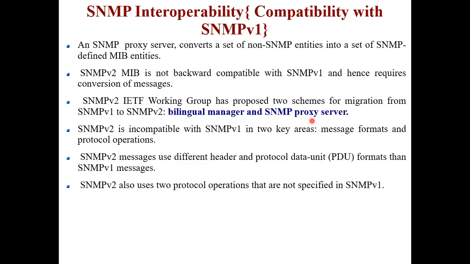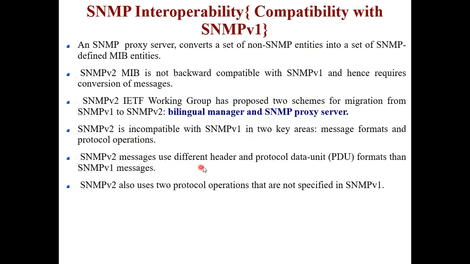We had SNMP enabled objects and non-SNMP enabled objects. The non-SNMP enabled objects were communicating using this proxy server. So here also, to deal with the compatibility issue, we have two things: the bilingual manager and the SNMP proxy server. SNMP version 2 is incompatible with version 1 in two areas: the message format and the protocol. The format of the message will be different, the PDUs will be different, and the protocol operations differ, because here there were 5 and here there are 7.